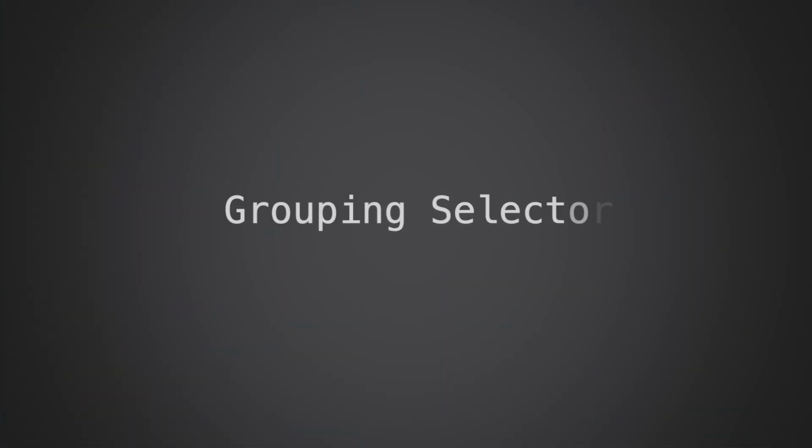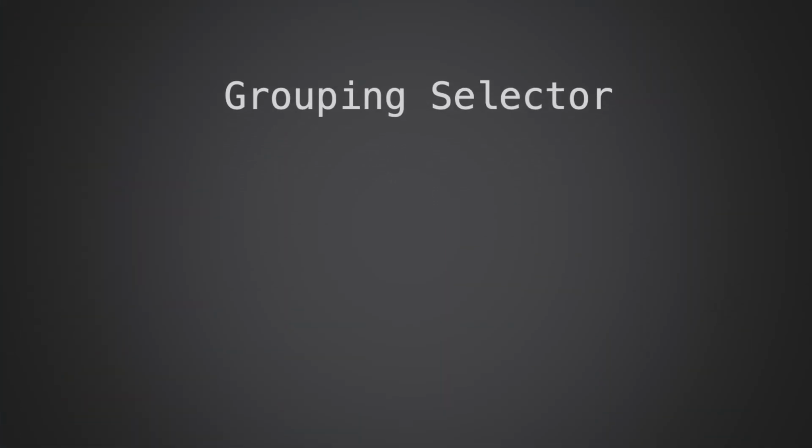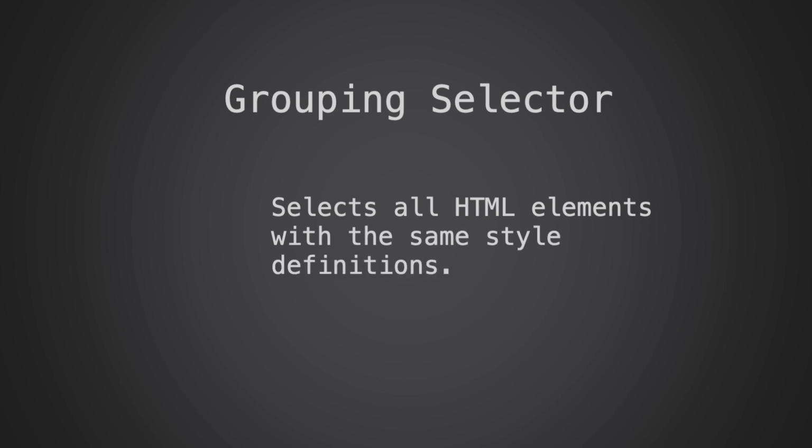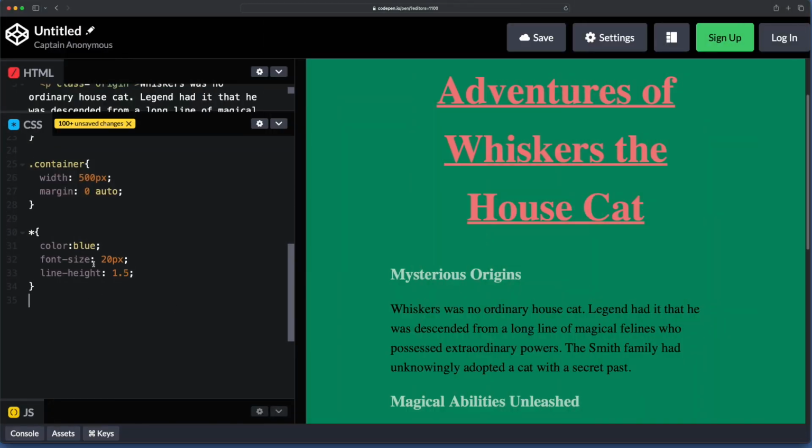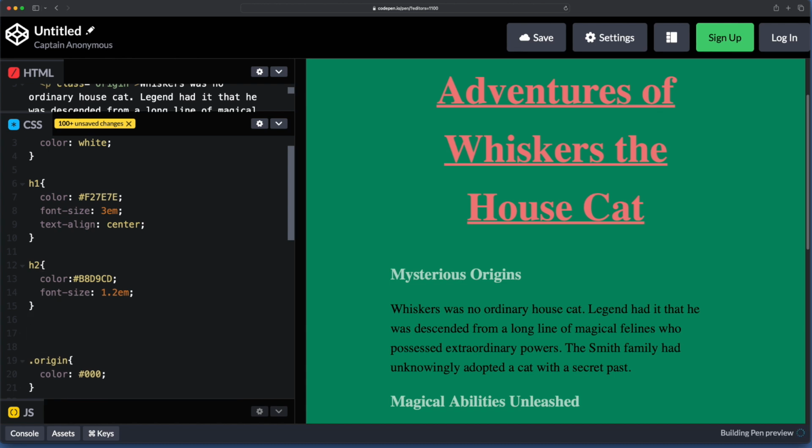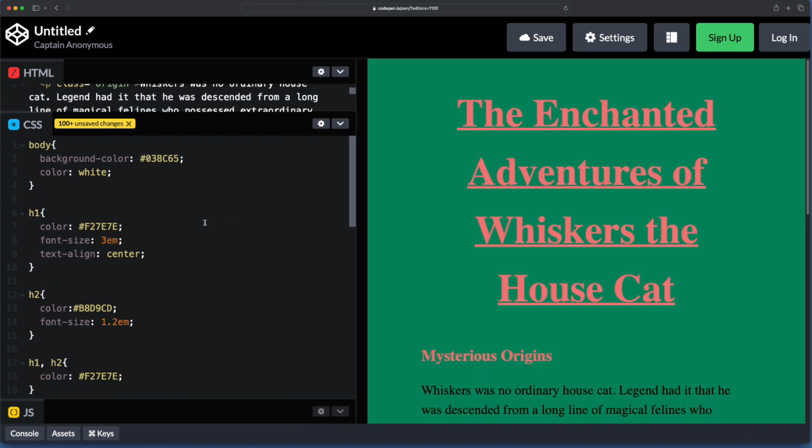Now let's look at grouping selectors. Here, we group all HTML elements with the same style definition. For example, if our heading 1 and heading 2 have the same style definition, it would be better to group them to minimize the code. So to group selectors, separate each selector with a comma, like this. Heading 1, comma, heading 2, then the color property and the value. Then we can just delete the color from heading 1.